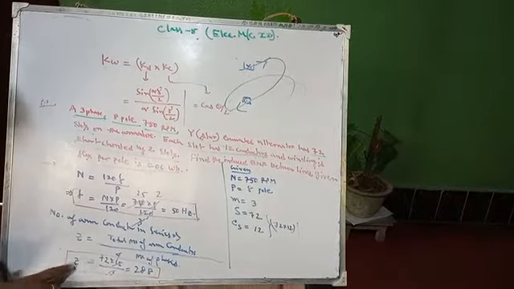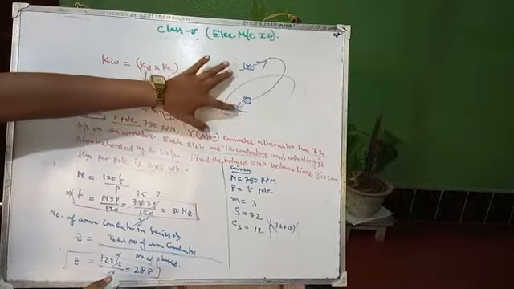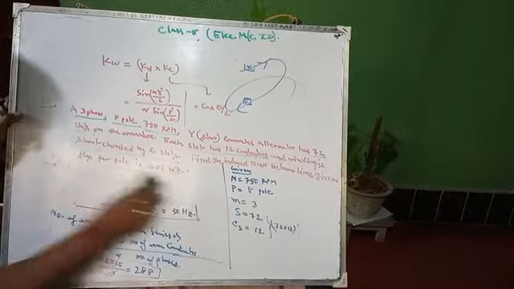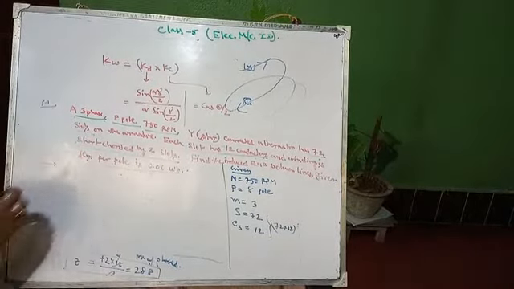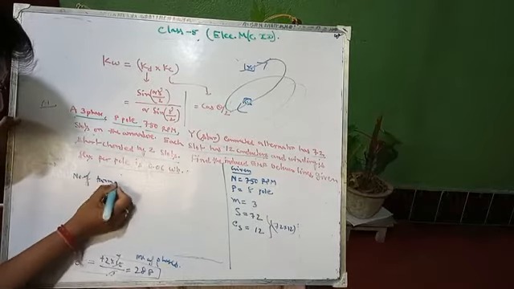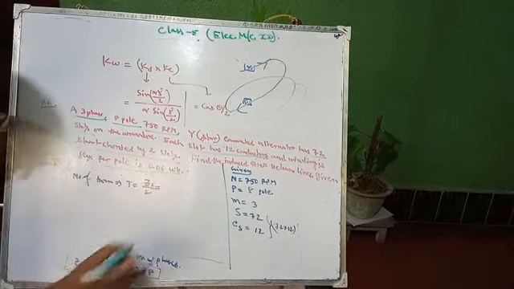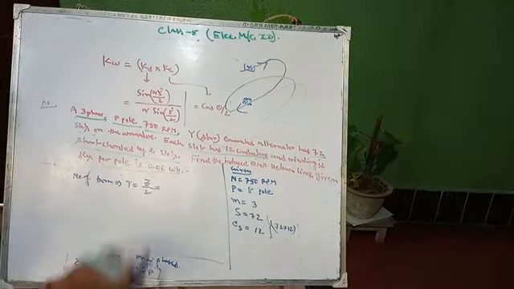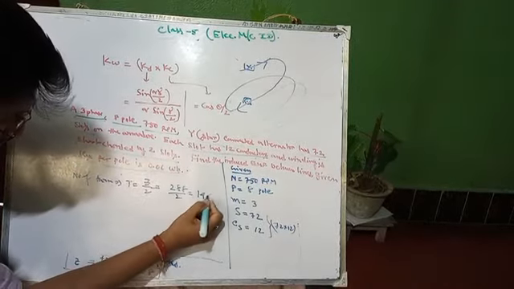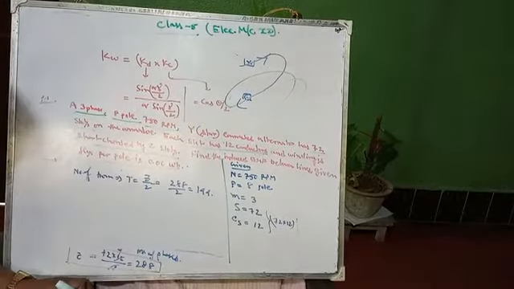If the total number of conductors Z equals 288, then how many turns are there? Two conductors produce each turn. So how many turns are there? The number of turns T equals Z by 2. So Z means 288 by 2, that is 144. Okay, so now this is the number of turns.